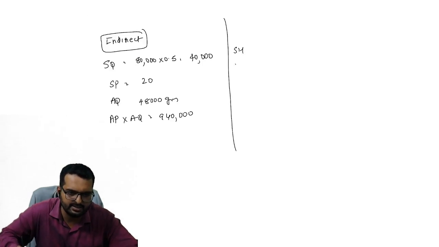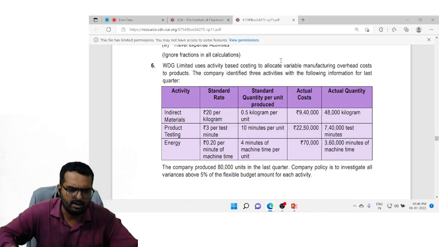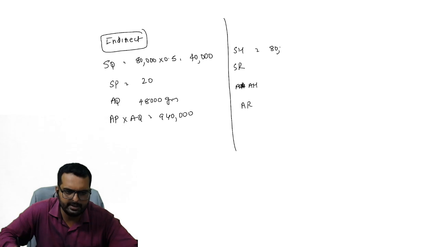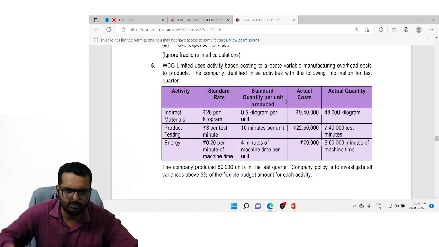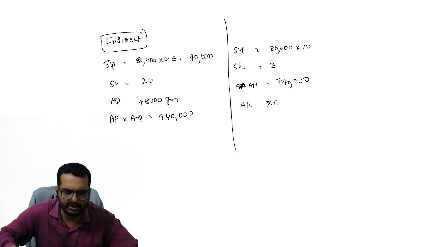So I'll call it as SH, SR, AH, and the last one is going to be AR. So SH is going to be what? Standard hours is going to be 80,000 into 10 minutes. That will be 80,000 into 10. SR is given as 3 rupees per minute. AH is going to be 7 lakh 40,000 and AR is going to be what? AR into AH is going to be 22 lakh 50,000.